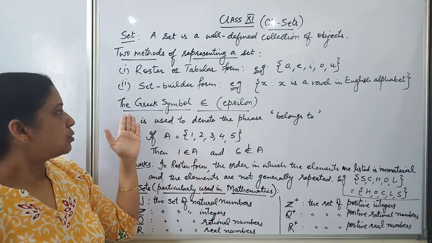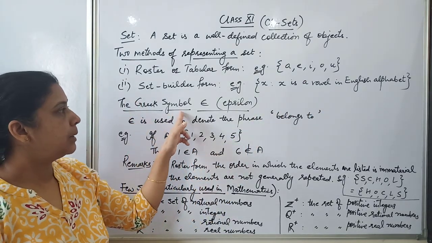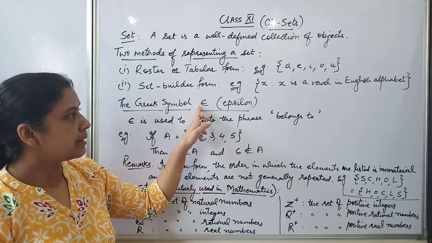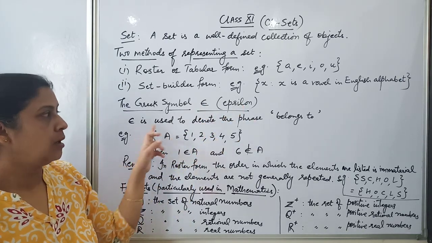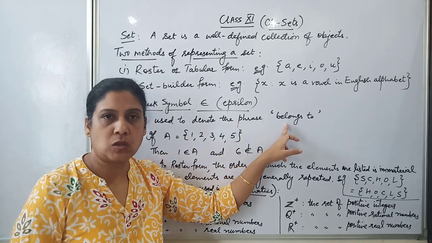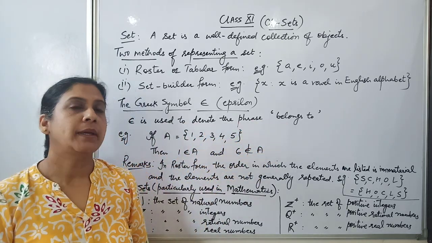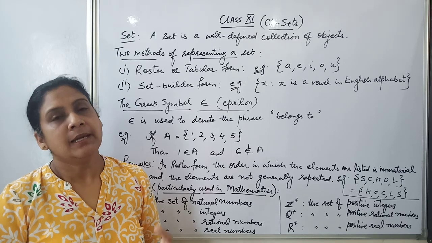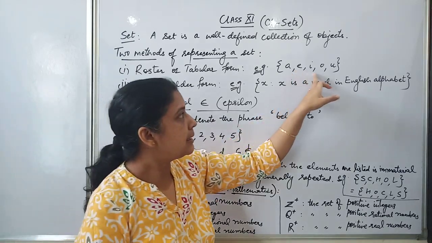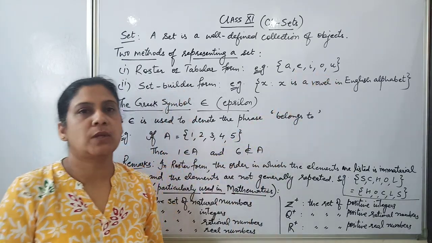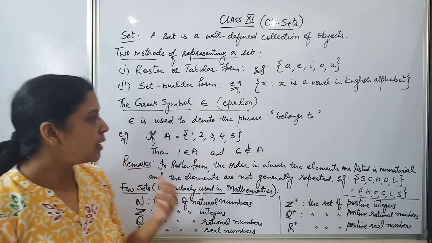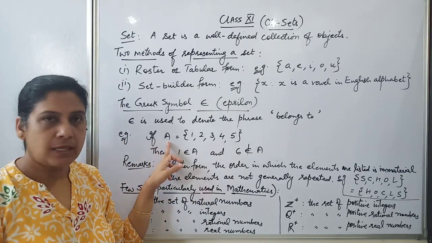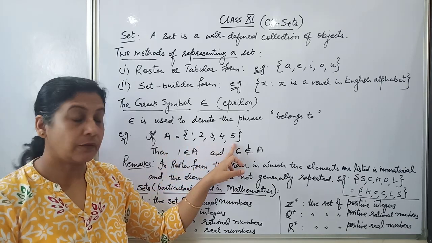Then we come to the next topic, the Greek symbol epsilon. This is a symbol known as epsilon, and it is used to denote the phrase "belongs to". Wherever I am talking about sets and elements, the elements within the set belong to the set. They are referring to that set. They are contained in that set. For example, if I take a set A equal to {1, 2, 3, 4, 5}.